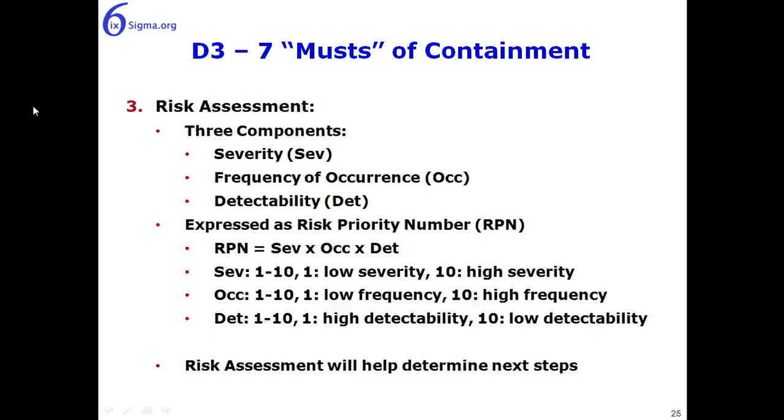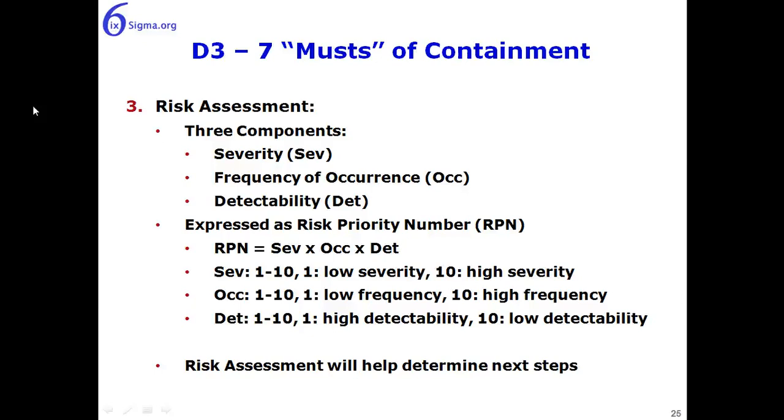And that's the risk assessment. So in the risk assessment, there's 3 components of risk. There's the severity of the problem. When the problem occurs, how severe is it? The frequency of occurrence, how frequently would we expect it to occur? And then to what extent is it detectable? Is the failure detectable? And we multiply those 3 together to get a risk priority number.